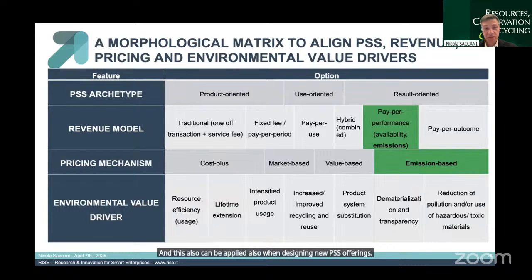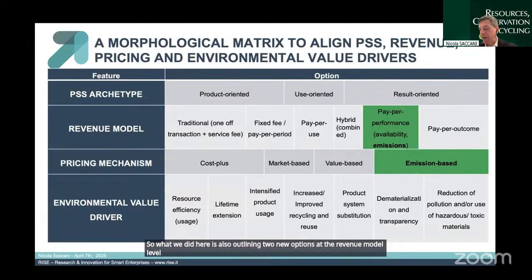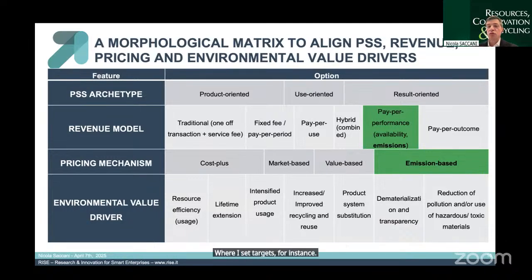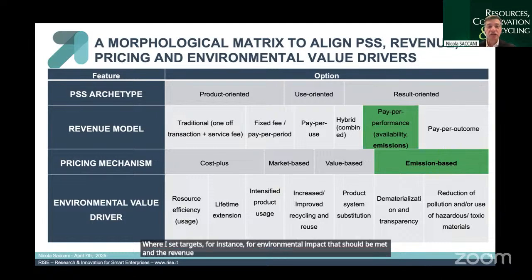So what we did here is also outline 2 new options. At the revenue model level, we propose a pay-per-emission option, which can be modeled, for instance, as a particular case of pay-per-performance, where I set targets, for instance, for the environmental impact that should be met, and the revenue I achieve is based on achieving or not achieving the target, or is decreased or penalized by the amount by which we don't achieve the target.